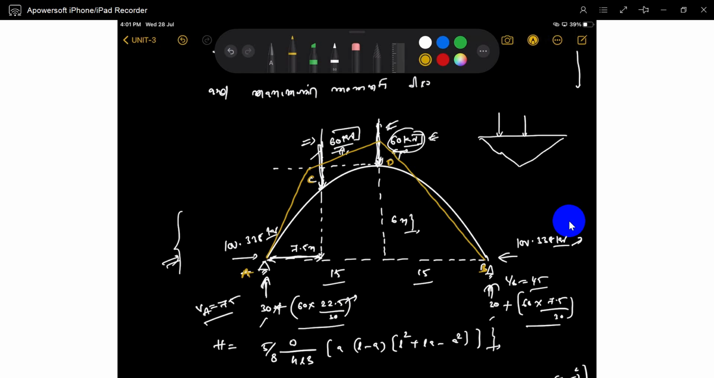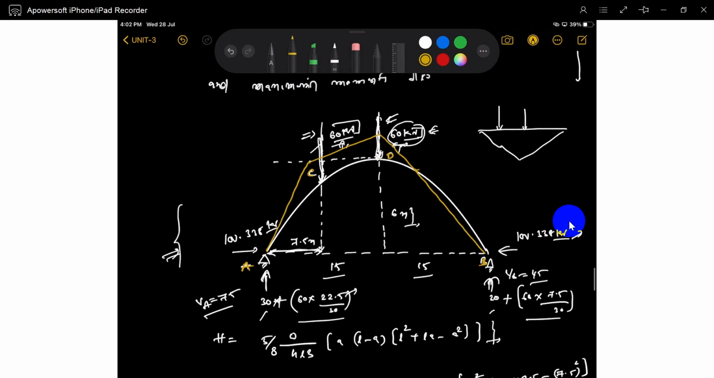Sir, you have a doubt. What is the difference between a 2-hinged and 3-hinged arch? In a 3-hinged arch, at the crown, the bending moment is 0. So if you draw the bending moment diagram for the 3-hinged arch, it meets exactly at the crown point. But in 2-hinged arches, there is no hinge at the crown, so there is not a 0 moment at the crown point. At the crown also it has some moment.